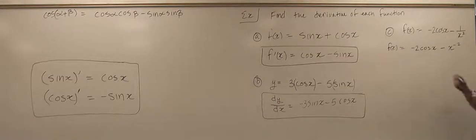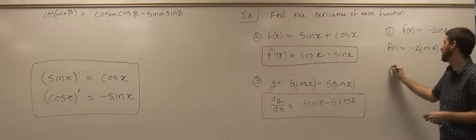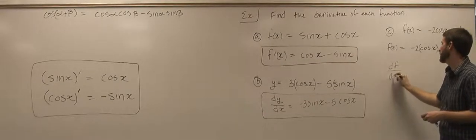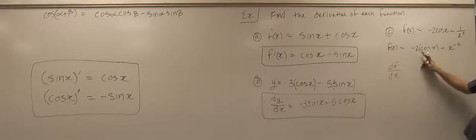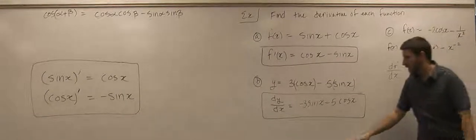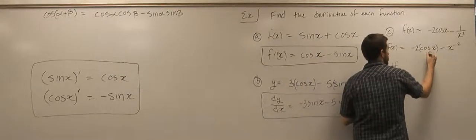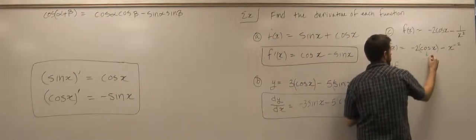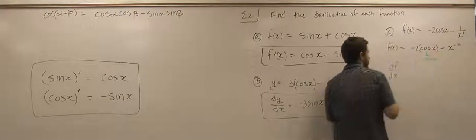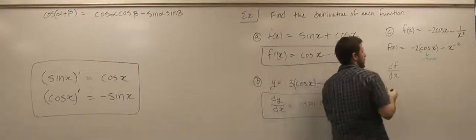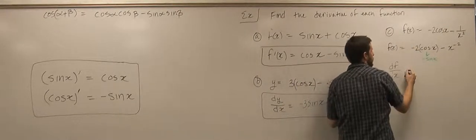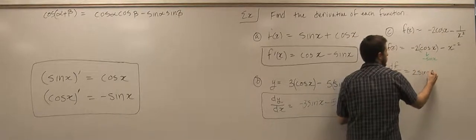The derivative of cosine, I know, is negative sine x. Because the derivative here is negative sine x, you multiply that by negative 2, and it becomes positive 2 sine x. So negative sine x times negative 2 is positive 2 sine x.